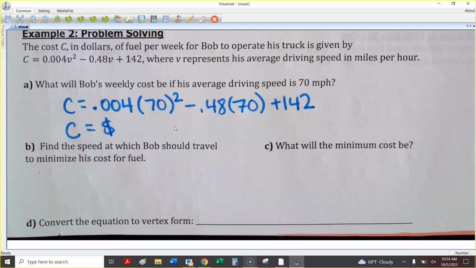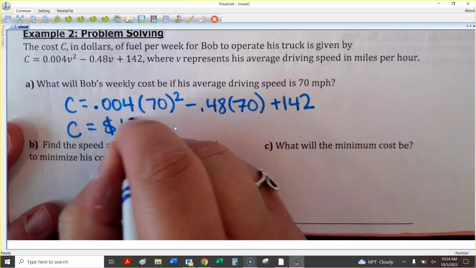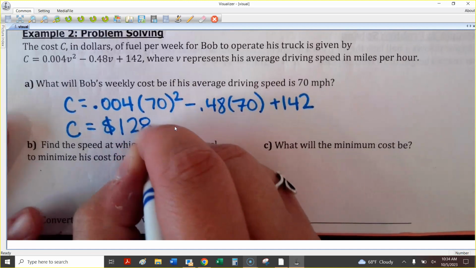I think it should be a nice number. What'd you get? Should be 128. Anybody not get that? If you didn't, I will come look at your calculator.